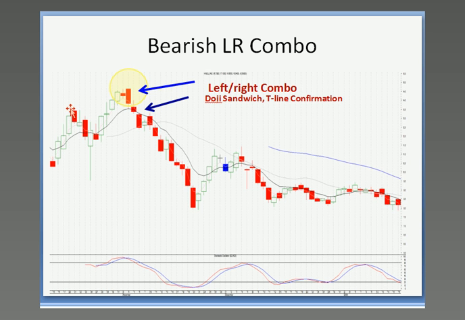So not only do we have a left-right combo on the buy side, but we have a left-right combo on the sell side, telling us that this uptrend's over. And then right behind it, a doji sandwich that closes below the T-line. That tells us with a high probability we're in a downtrend.